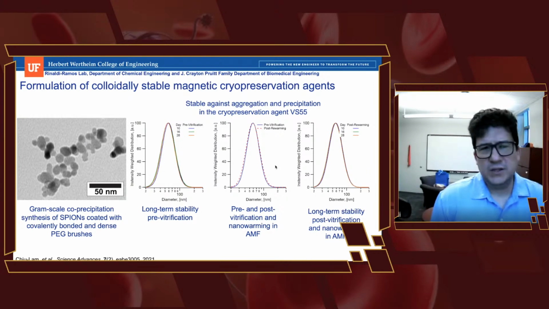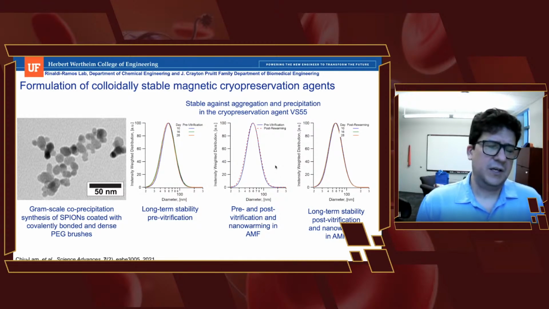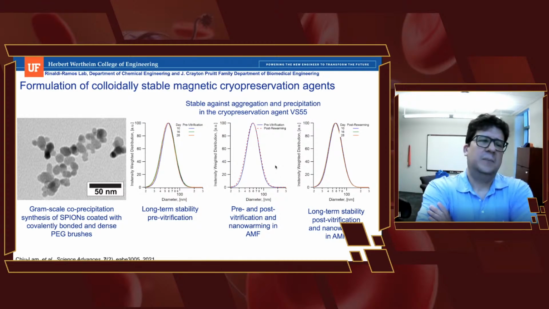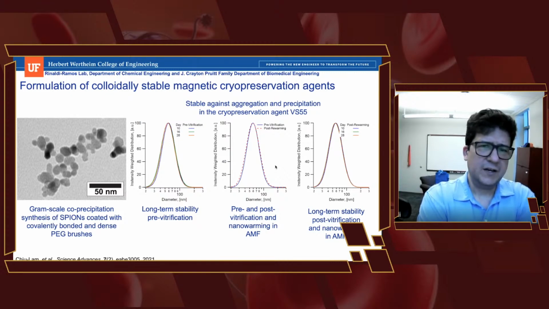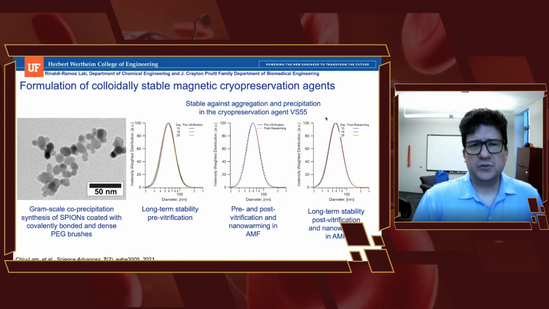I'm not going to show you how we did it, but basically it's a cryoprecipitation method, and we use PEG-silane ligands that are covalently bonded through a siloxane shell on the particle surface, and we can do this at gram scale. And here I'm showing you dynamic light scattering results for particles suspended in the cryopreservation agent VS55. These particles have no change in hydrodynamic diameter over 28 days in VS55.